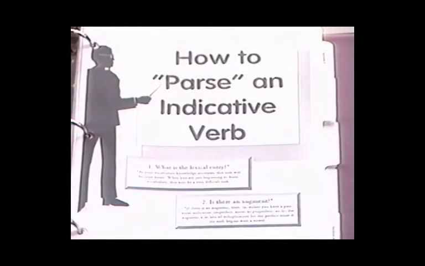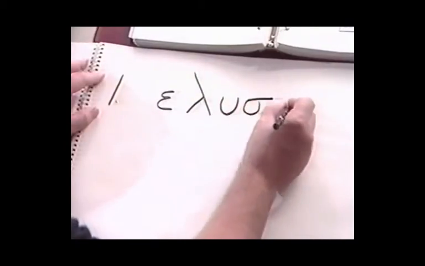Now, I'm going to be referring to pages 3-41 and 3-42 as we parse indicative verb forms found in exercise 5. The first example in exercise 5 is the verb elusate.